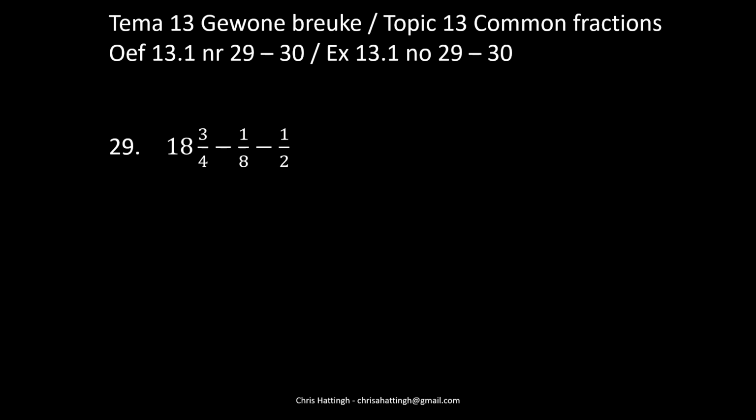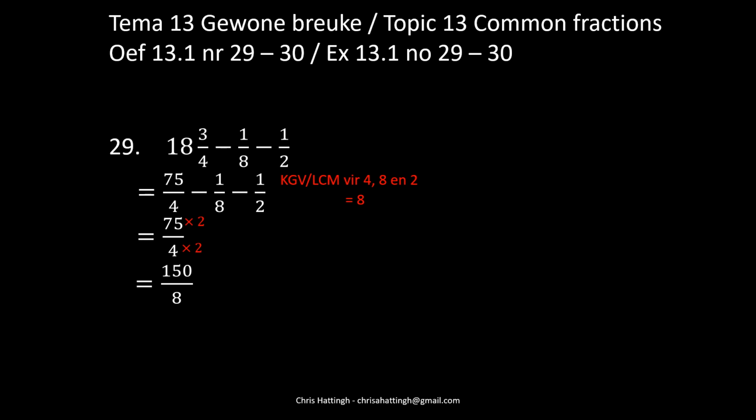Number 29, make it improper. So it's going to be 75/4 minus 1/8 minus a half. Find the LCM for a 4, a 8, and a 2. That will be 8. So for the first one, you're going to multiply by 2 and you'll find 150 over 8. The second one is going to stay the same.